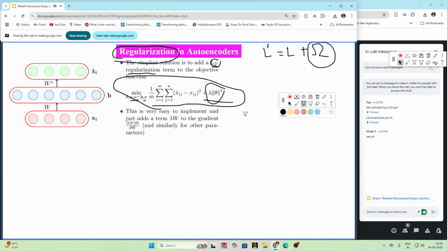So in L2 regularization, which is the first type of regularization, we just add lambda into theta square. This theta comprises all the parameters w, w star, b and c. So we are just adding a term to our loss function. That is known as L2 regularization. Why is it known as L2 regularization? Because we are doing a theta square. If it is lambda into theta, that type of regularization is known as L1 regularization. But we generally use L2 regularization, that is lambda into theta square.